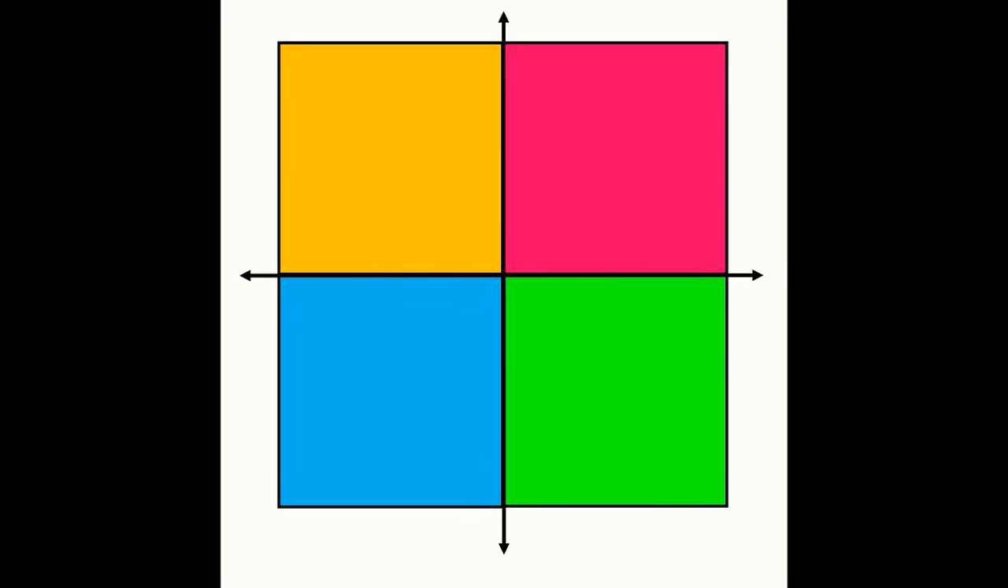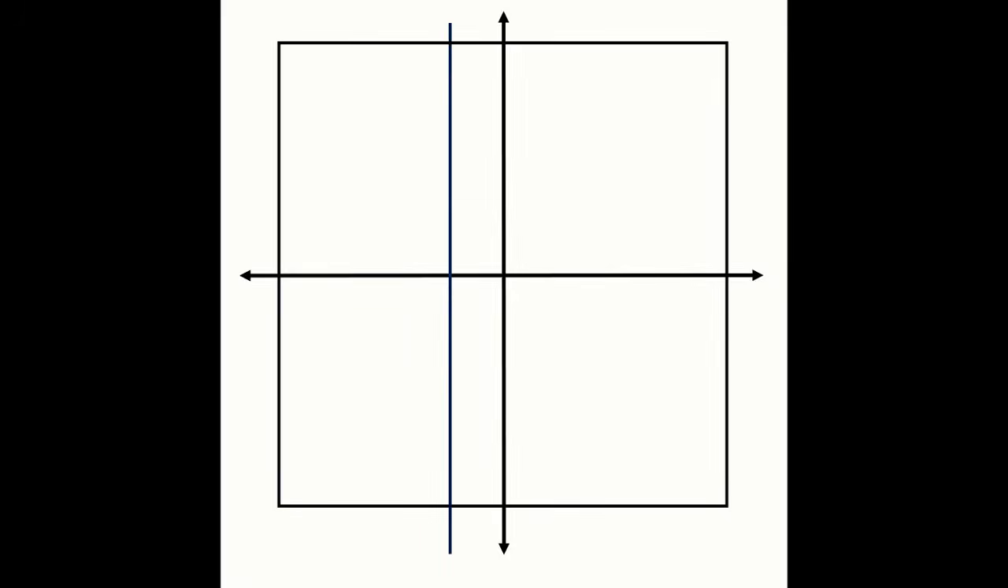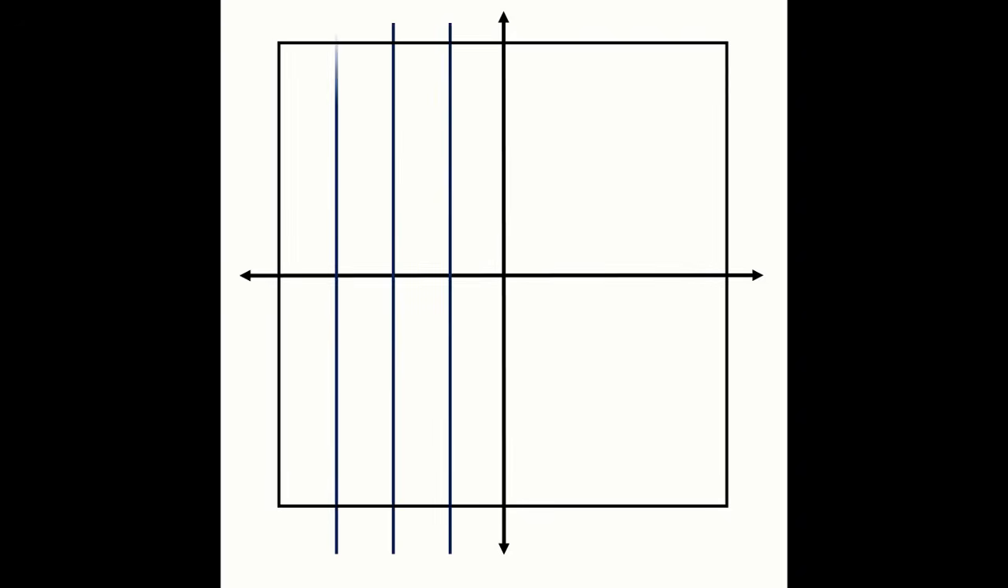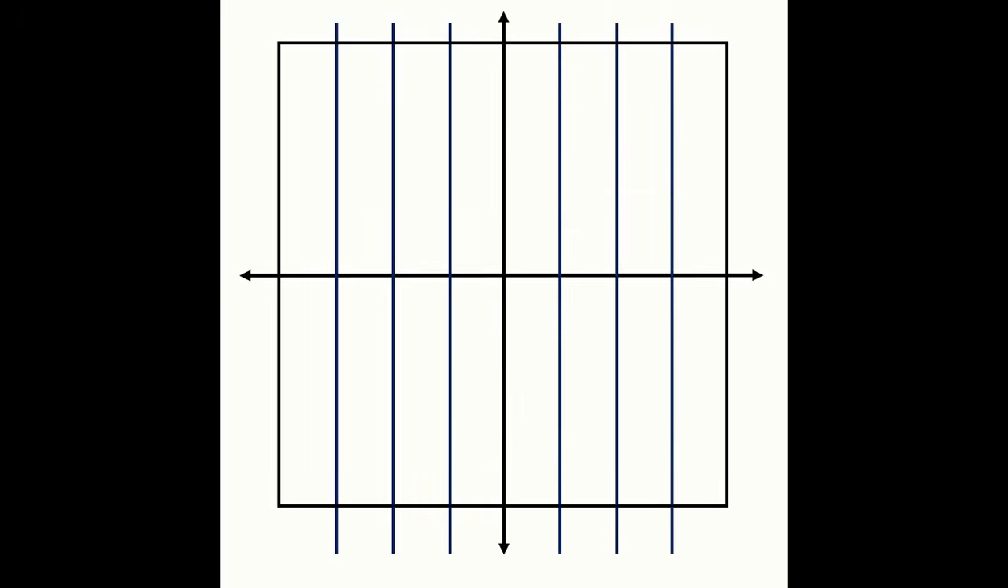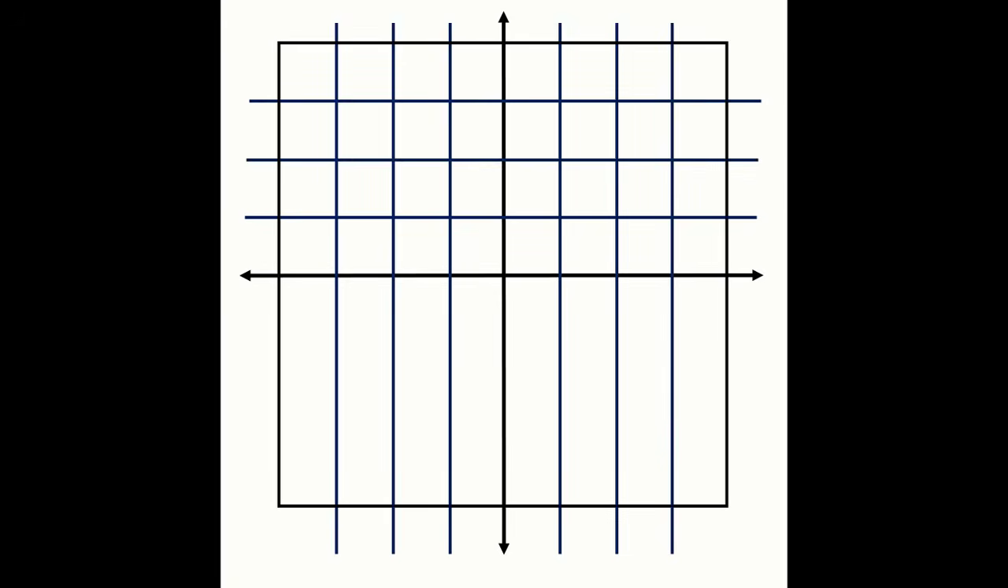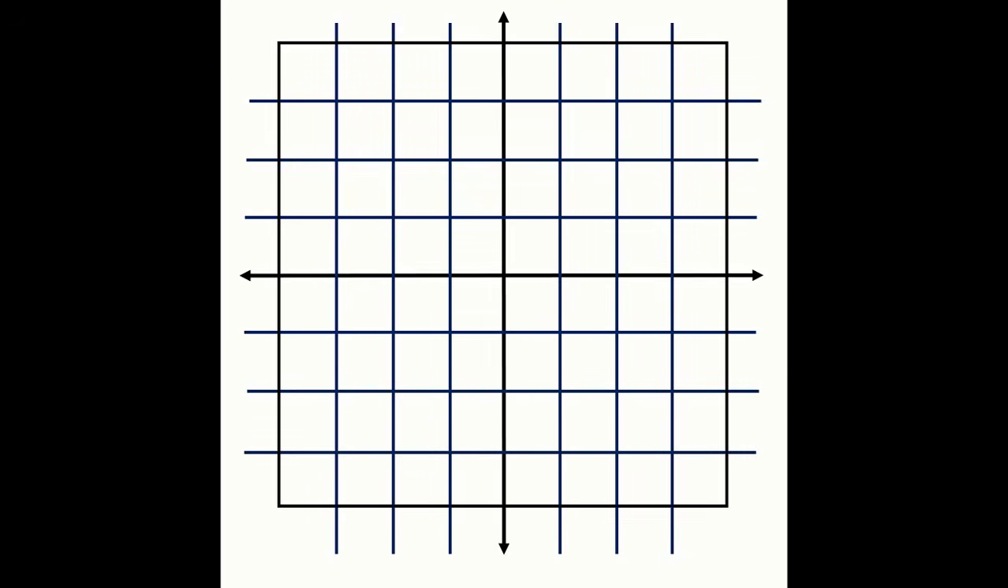After doing it, you need to divide each quadrant. So we have 1, 2, 3, and 4. The other half, 1, 2, 3, and 4. We will also divide it horizontally. So we have 1, 2, 3, and 4. And on the lower part, we have 1, 2, 3, 4.